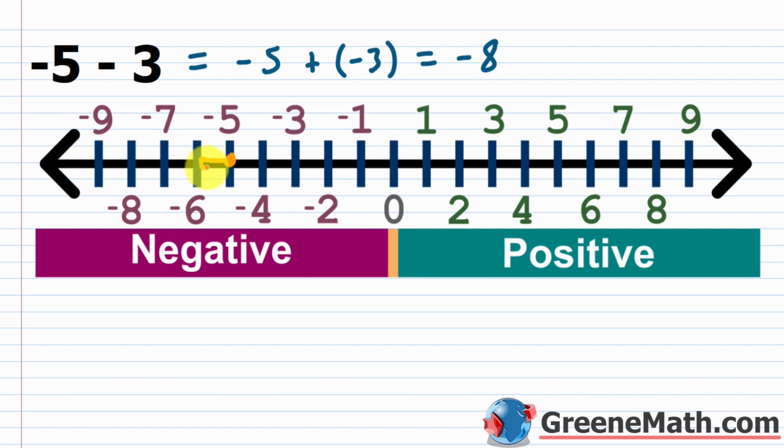So I'm going 1, 2, 3 units to the left. So I started at -5. I'm going to end up at -8. All right, what about -56 minus 18?